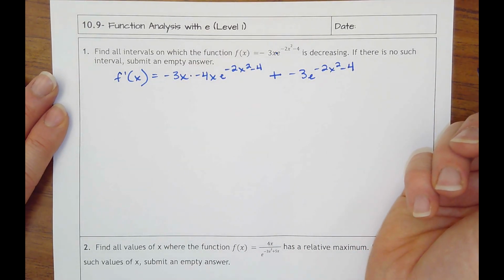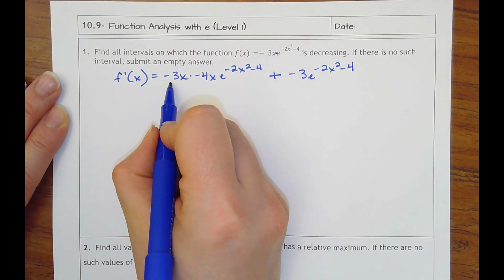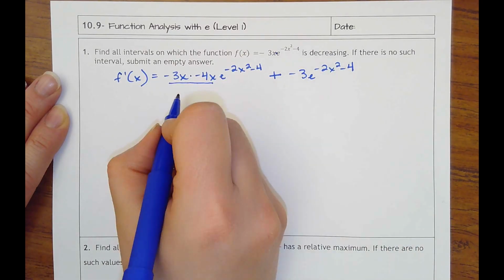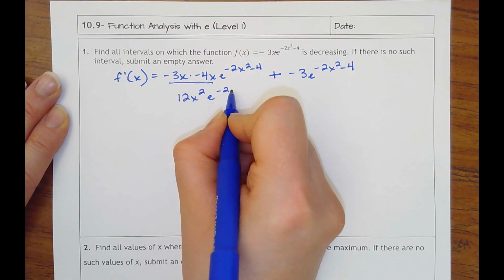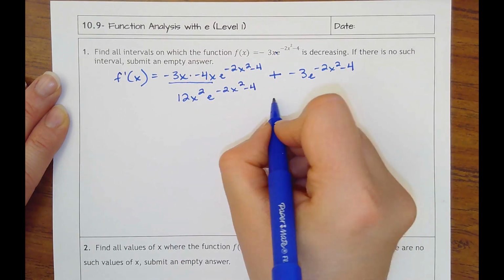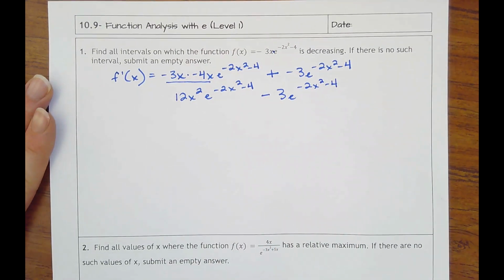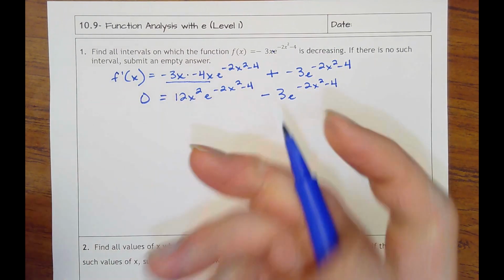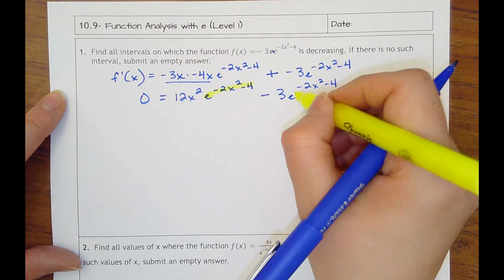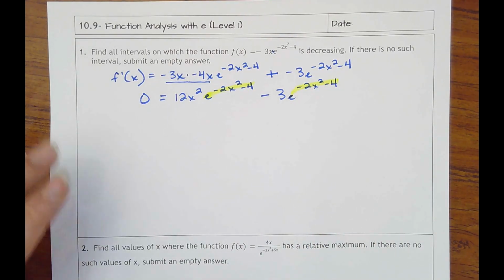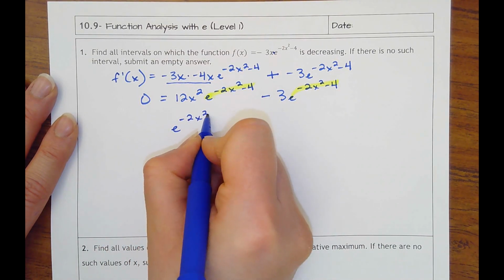Now I have to figure out where the critical points are. Where is this equal to 0? So I've got to figure out how to simplify this. Well, first I would multiply your negative 3x times negative 4x to get 12x squared e to the negative 2x squared minus 4. And I'll just put minus 3e to the negative 2x squared minus 4. See how we could factor out this e part, because they both have the same exponent. So I'm going to take that e to the negative 2x squared minus 4 out.